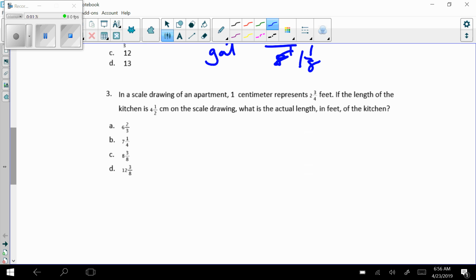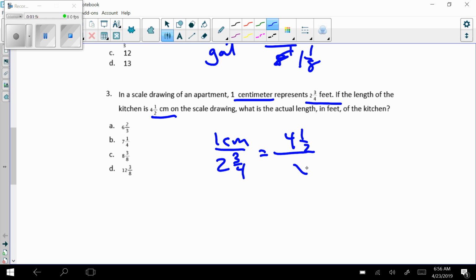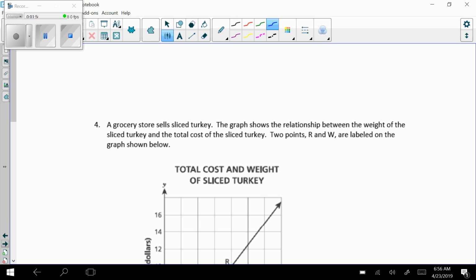All right, scale drawing. 1 centimeter is 2 3/4 feet. 1 centimeter, 2 3/4 feet. 4 1/2 centimeters would have to go on top. And we put an X on the bottom. Okay. Next page.